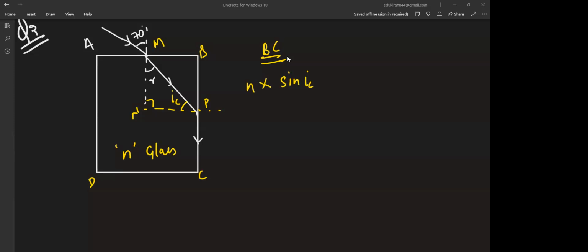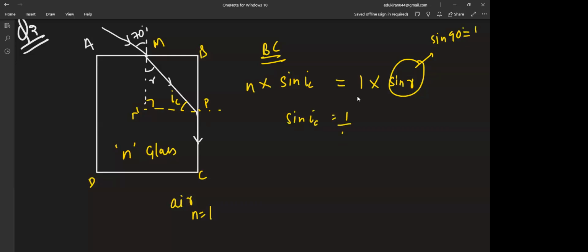Okay, Austin. So N into sine IC is equal to, what is this medium? This is air, and the refractive index of air is 1. So 1 into sine R. Now sine R is also sine 90 degrees, which is equal to 1, because this is the critical angle as we have seen in the figure. So basically sine IC is equal to 1 by N. Keep it safe, we'll use it later.